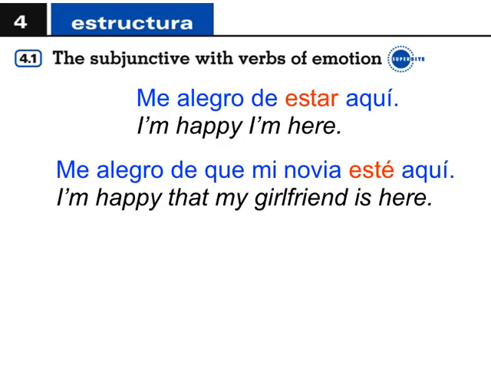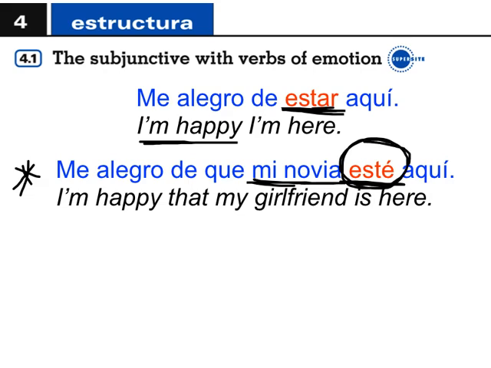So take a look at this example. Me alegro de estar aquí. Here's the infinitive. Why is the infinitive being used here? Because I did not change subject. It's all about what I'm happy about. I'm happy to be here, in other words. Me alegro de estar aquí. But we have this right here. Me alegro de que mi novia esté aquí. I'm happy that she's here. My girlfriend is here. There's the change in subject, so the subjunctive must be used.